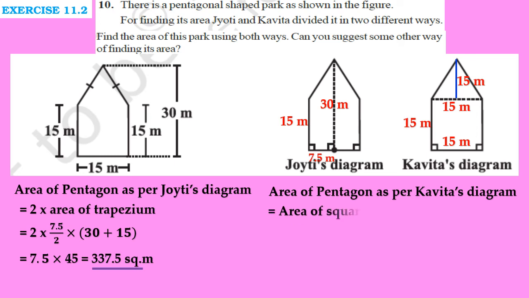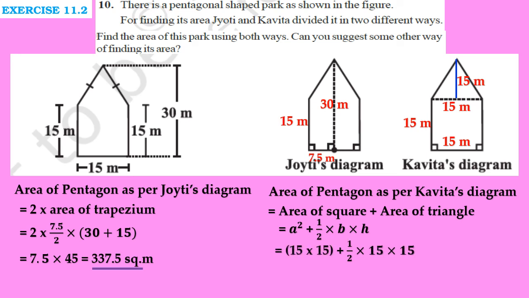Now let us substitute the values and find the area of square plus the area of triangle. So area of square is, we know, side into side, and triangle is half base into height. Substitute the values and again you will get the same area. Now can you suggest some other way of finding its area? That you have to suggest, children. Try it out.